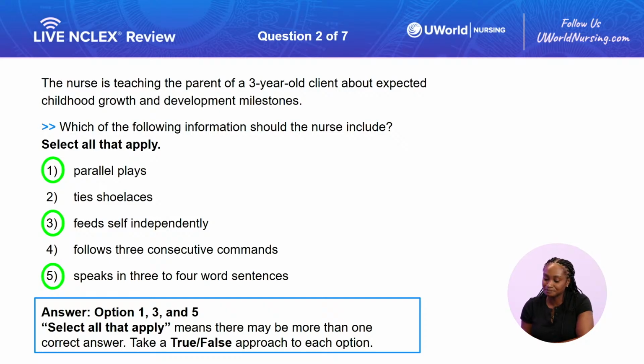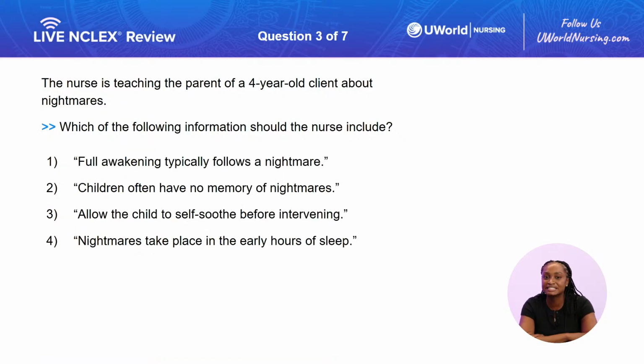Good job. Next question. The nurse is teaching the parent of a 4-year-old client, so a little bit older this time, about nightmares. Which of the following information should the nurse include? Option 1, fully awakening typically follows a nightmare. Option 2, children often have no memory of nightmares. Option 3, allow the child to self-soothe before intervening. And option 4, nightmares take place in the early hours of sleep. Let me know what you guys think in the chat.